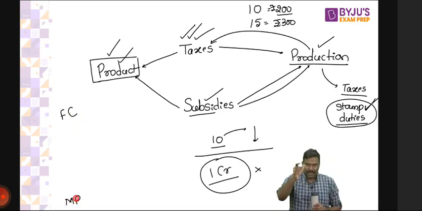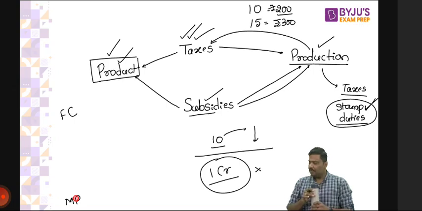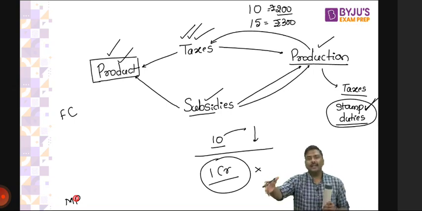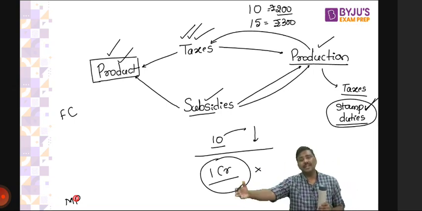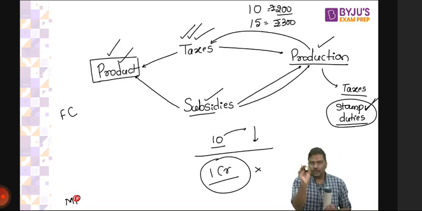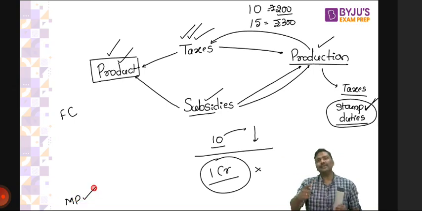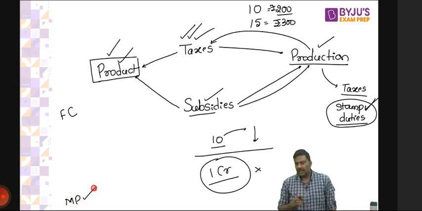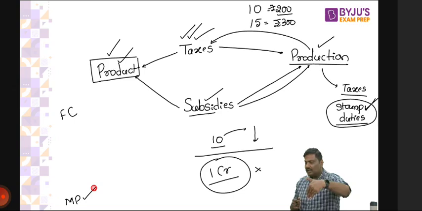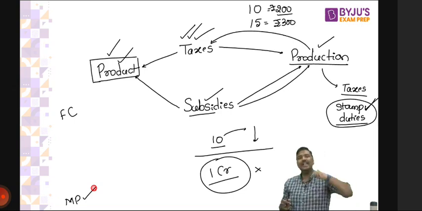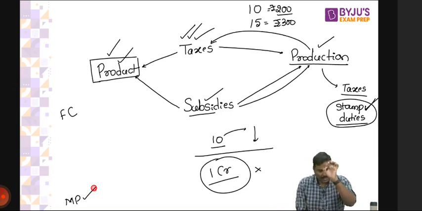Now, simple question to you. You want to manufacture the bottle, and you will purchase a land. You will pay stamp duties in purchasing the land. Should you include the stamp duties in the calculation of the market prices or not? Let me know. You want to manufacture the bottle, so you purchase the land, so you have paid stamp duties in purchasing the land. Should you include that stamp duties in the calculation of market prices or not?